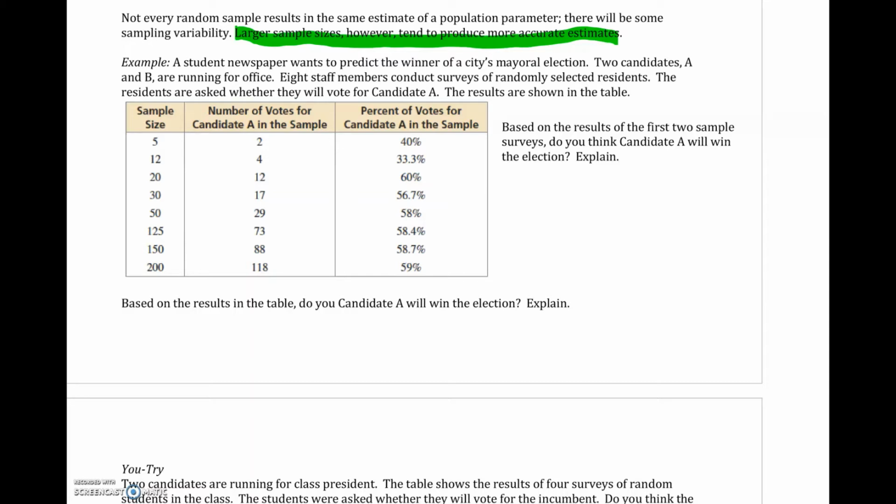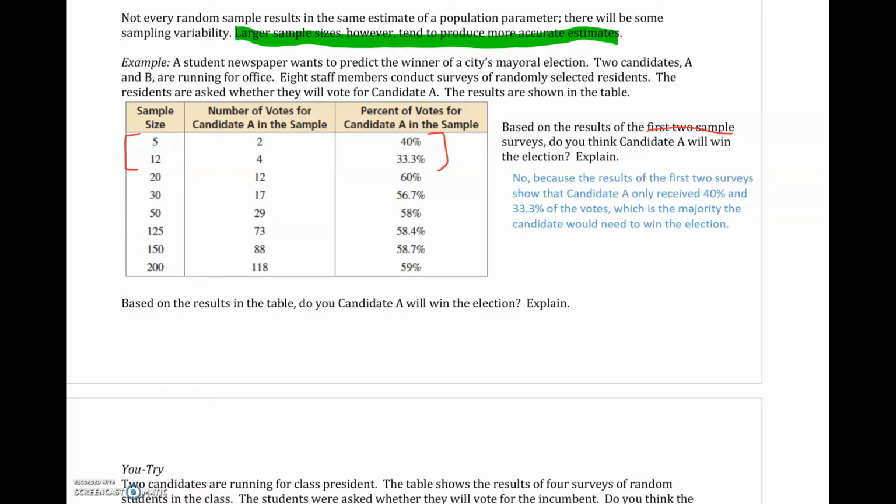So if you look, the first question, based on the results of just the first two sample surveys, so for this problem, right, just the first two samples, it's here, a sample size of 5 and a sample size of 12, right? This data. Do we think candidate A will win? Well, if you look at it, 40% and 33.3%, in any election, usually you need more than half, right? We need it to be more than 50. So just based on those two first surveys, we might say, no, we don't have confidence that candidate A will win because those percentage values, right, are less than 50.